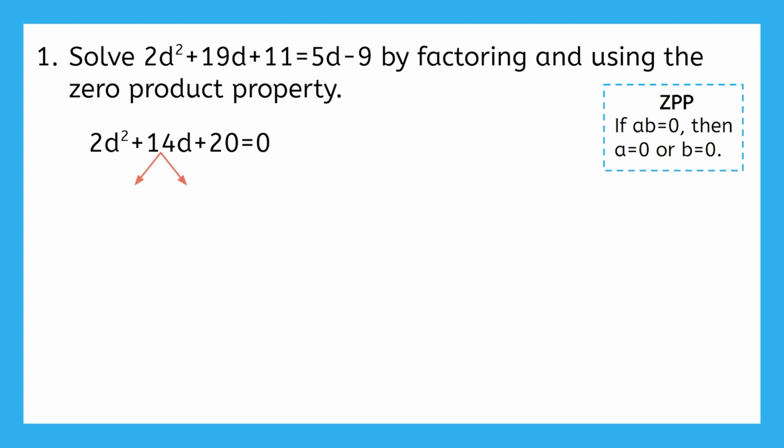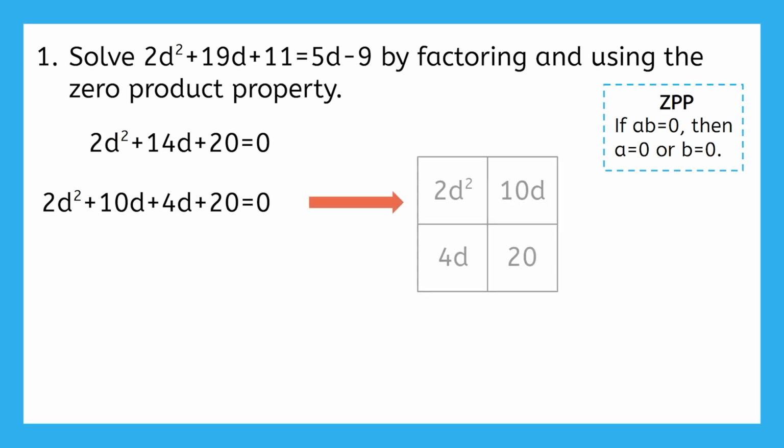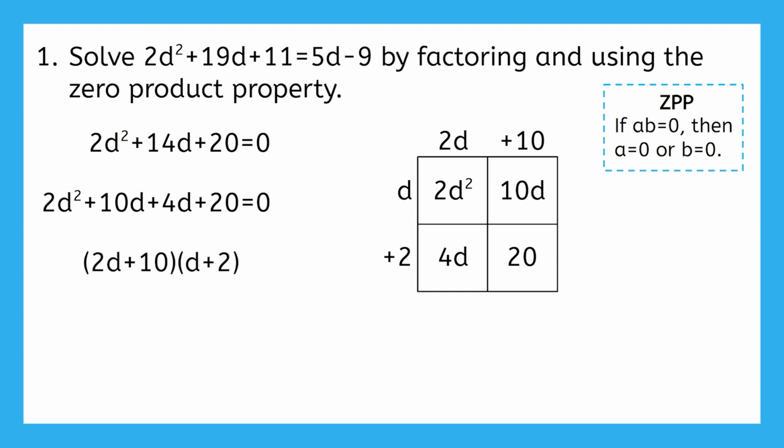To factor this, I need to break up 14d into two d terms whose coefficients multiply to 2 times 20, or 40, and add to 14. Oh, that's 10 and 4. Now I could take my 4 terms and put them into the box from the area model of multiplication and create my factors so that they multiply to make the terms in the box. Remember, these factors are another way of writing just the quadratic expression, so I still need to bring down that equals 0.